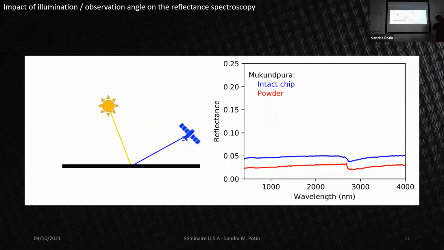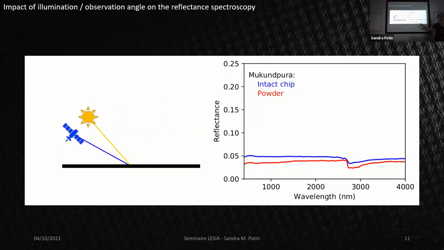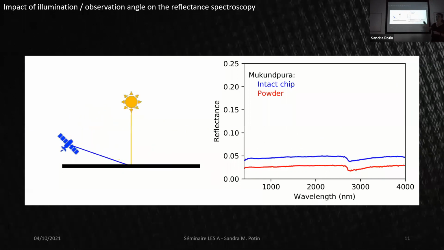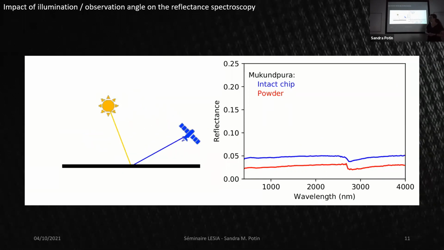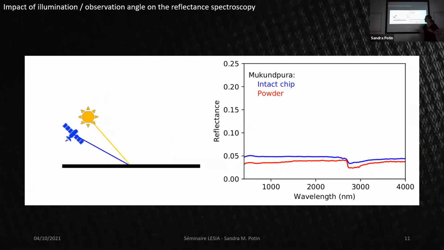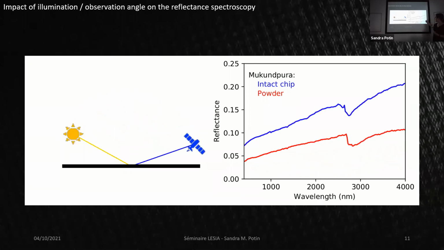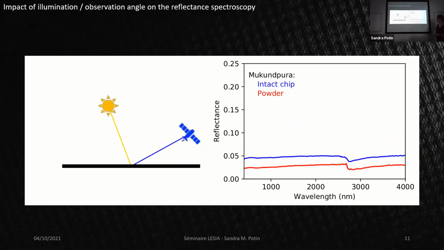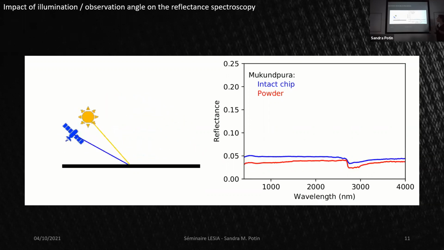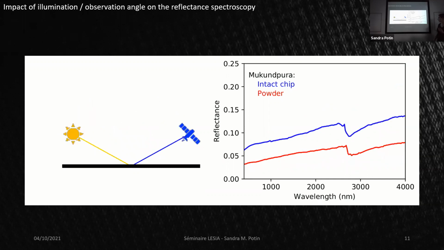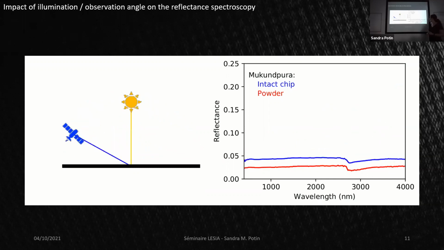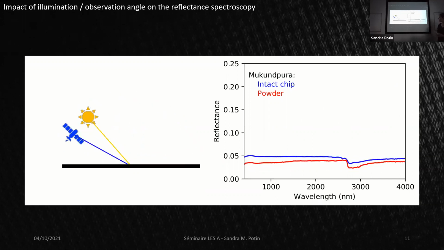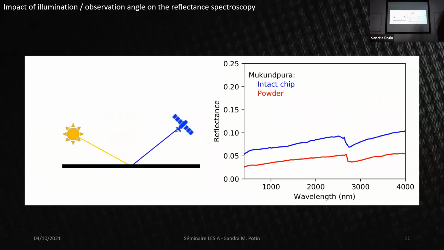So you can see in this animation here, these are real measurements taken with SHADOWS. Again on Mukundpura, the intact chip in blue and the powder in red. And on the left, you can see the configuration on which the spectra were acquired. And you can see that we have a very strong dependence of the reflectance on the geometry. You can see that the amount of reflectance changes. We have variation of the spectral slope. Mostly here, you can see the spectra that redden a lot. We also have a variation in the absorption band. And this is what I'm going to present today.